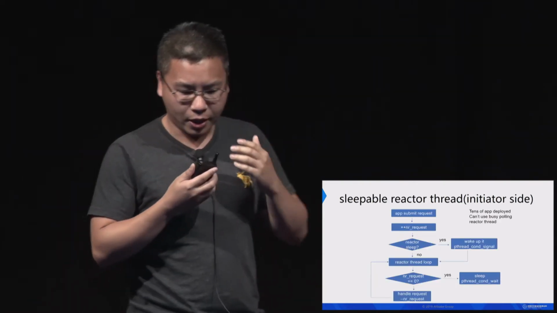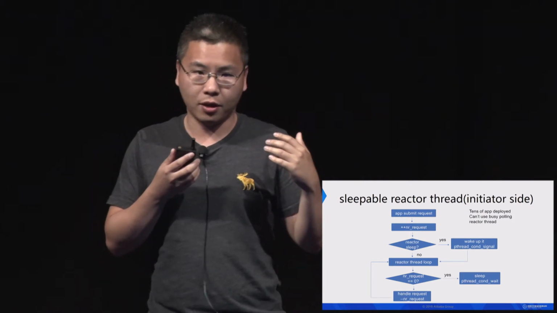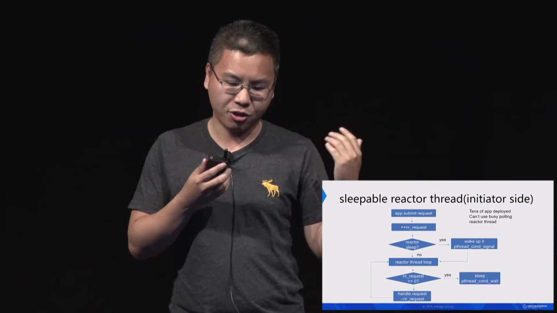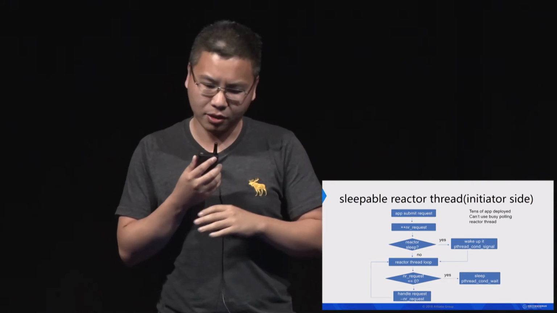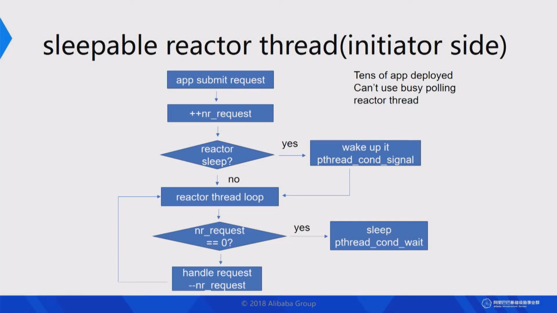Okay, another thing is we modify the Reactor thread on the initiator side. It's kind of hard to change this on a server vhost side. So the first thing we did is at the initiator side. We will deploy tens of applications on one single machine, for example, probably 50 or 60 instances. So in our application, we cannot use the busy polling mode of the Reactor thread.